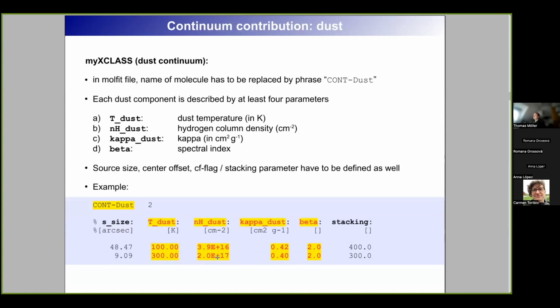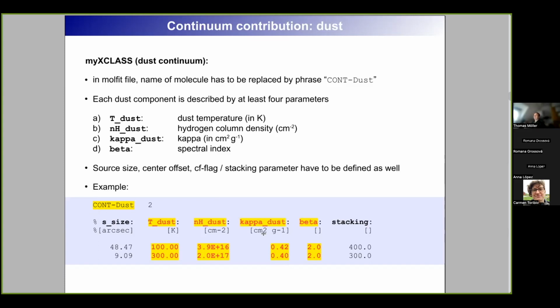And in addition to that, you can also describe dust. There are different ways to describe dust. This is just one possibility. So here, in order to describe the dust continuum, you just use the phrase cont dust as your molecule name. And then the temperature is now the dust temperature, the column density is now the hydrogen column density, and the other parameters are now the kappa and the spectral index. So this offers the possibility to describe different amounts of dust for different layers.